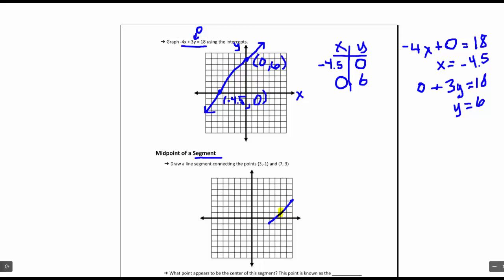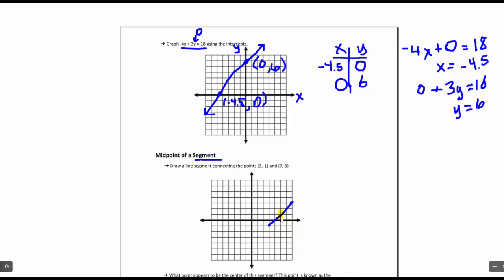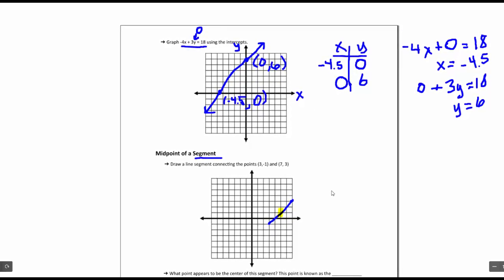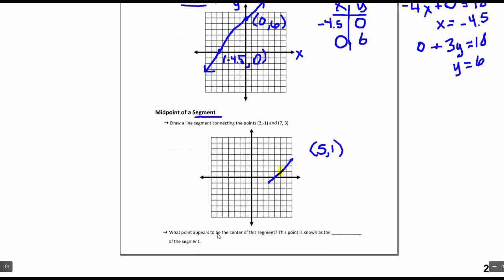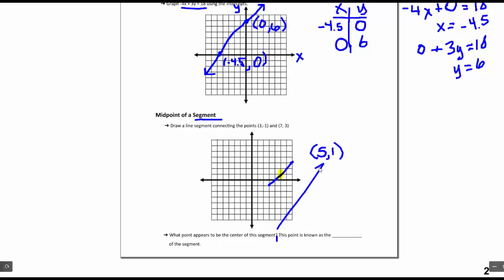So it looks like this center, or the midpoint of this line, is going to be at the point 5 for the x and 1 for the y. And so that's just doing a visual look. That's what it looks like. So that's what goes into, I guess there's not really a blank for it, but it's answering this question right here: what appears to be the center. And then the definition, I've already told you this, that is known as the midpoint. So that's what goes in that blank.